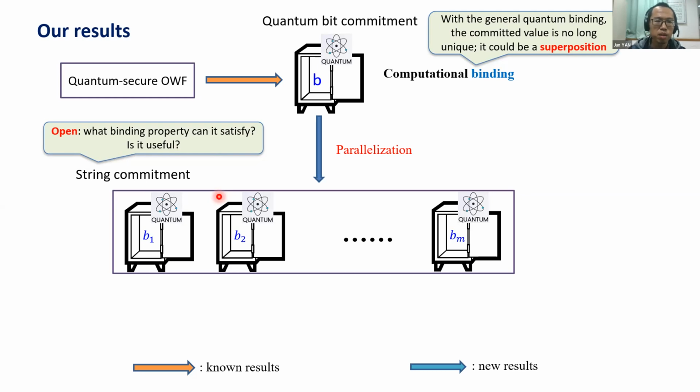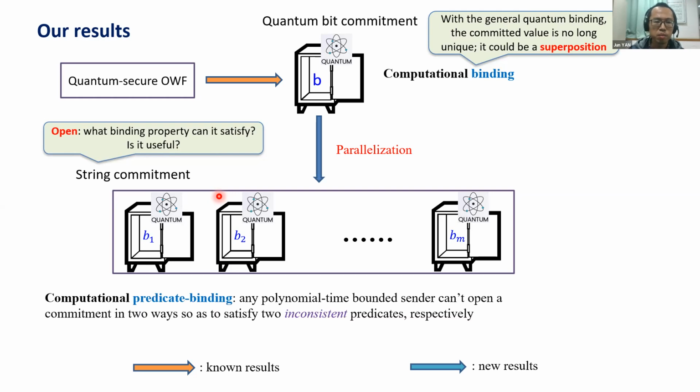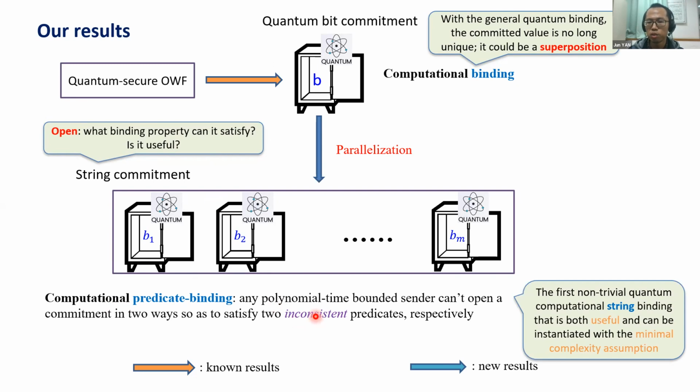This question has been open for almost 2 decades. And in this work, we make a first step towards answering these questions. In particular, we prove the following so-called computational predicate-binding property. That is, any polynomial-time bounded sender cannot open a commitment in 2 ways so as to satisfy 2 inconsistent predicates, respectively.